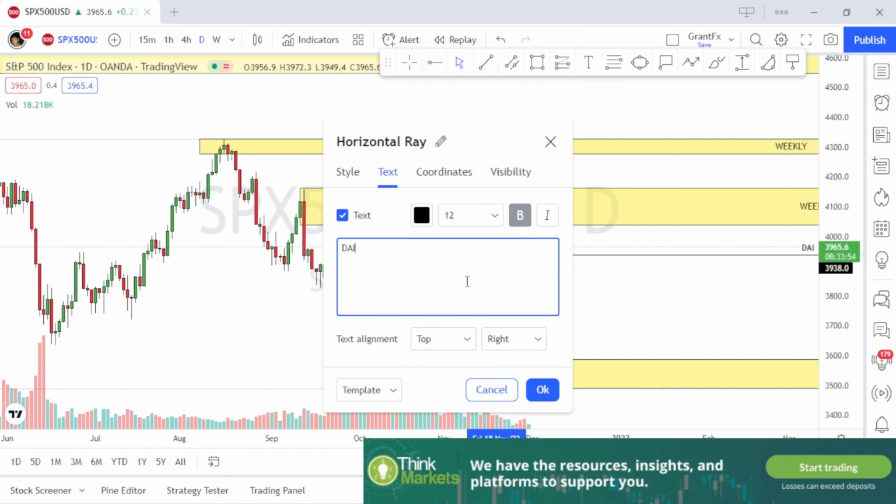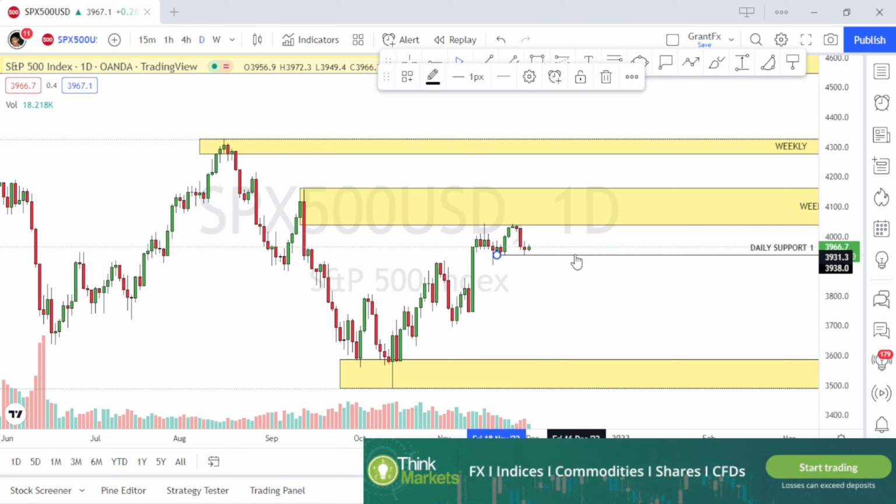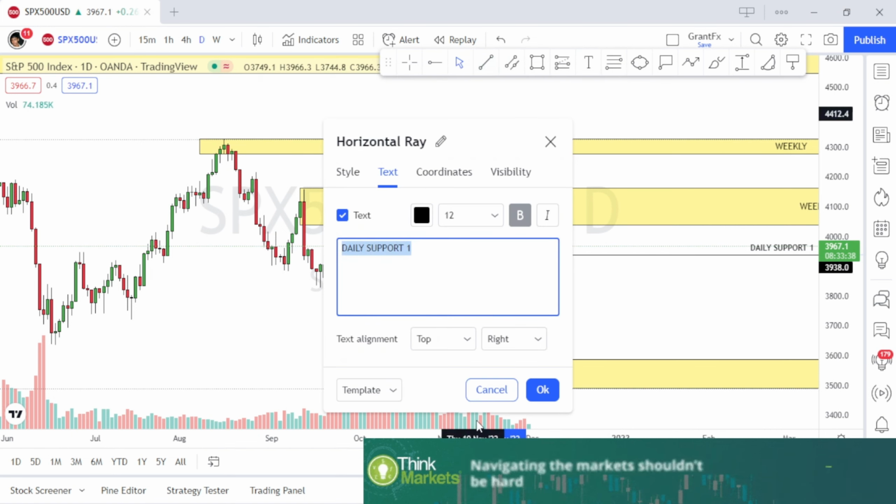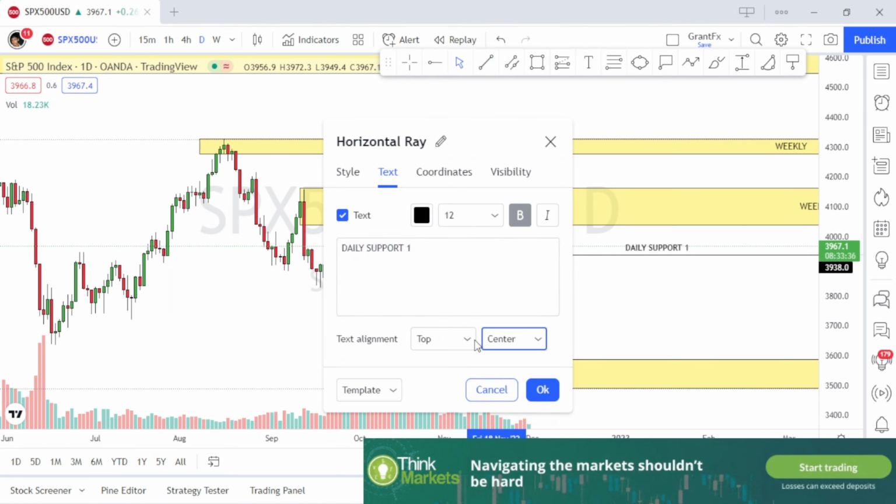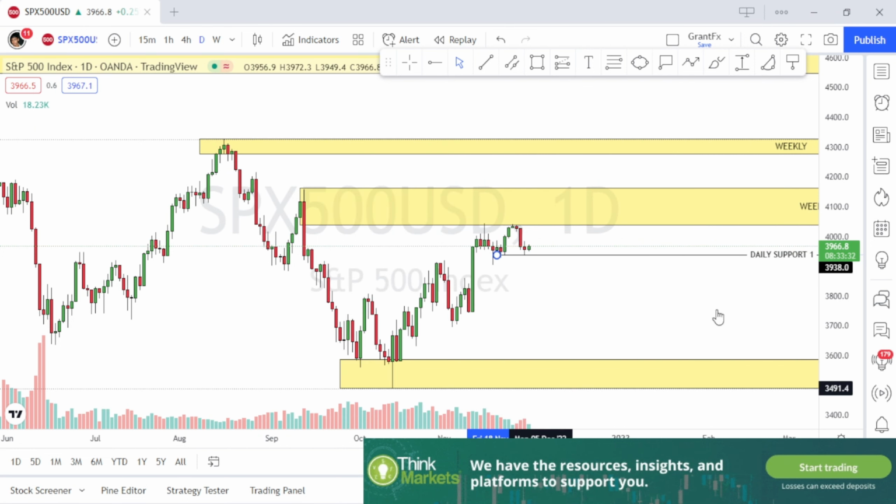So that's going to be daily support level 1. But this is not right, so I'm going to put this on the right, and this one in the middle. Basically we can see that.